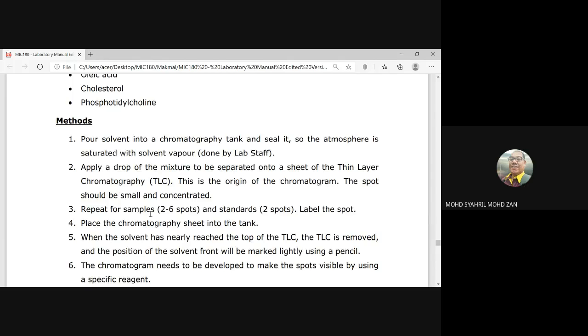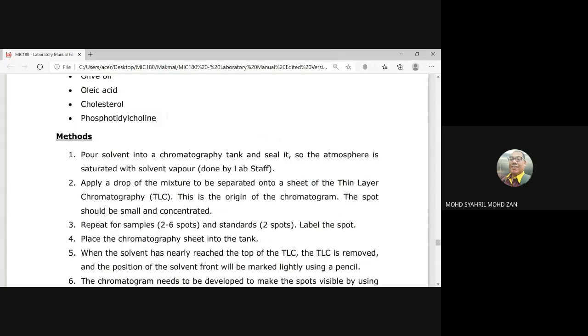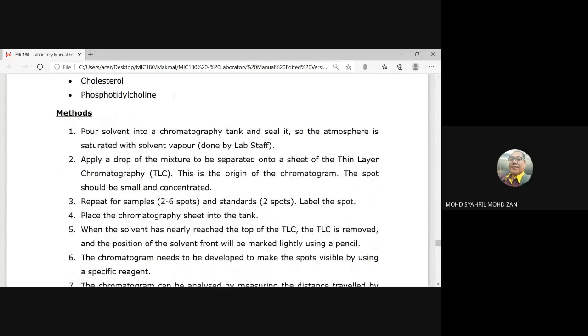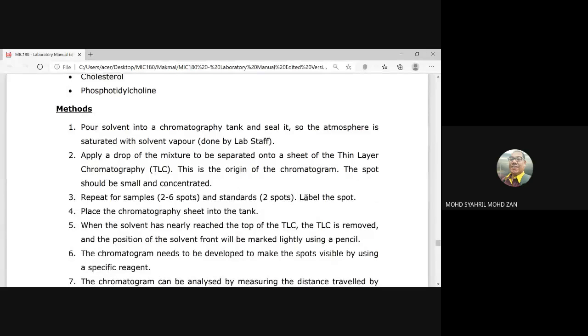Put about 2 to 6 spots, or 2 or 6 dots. In other experiments they will write dots. And then the standards. We have 4 standards: olive oil, oleic acid, cholesterol, and phosphatidylcholine. Make sure you label the spots A, B, C, 1 to 3. Then place the chromatography sheet you have prepared into the tank. The chromatography tank contains the volatile vapors or solvent, which is methanol and chloroform.